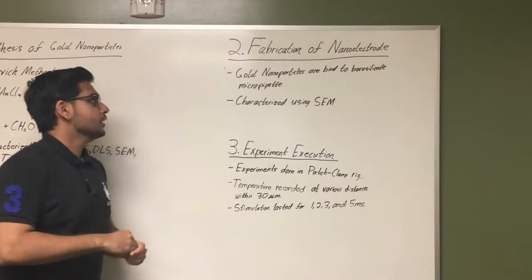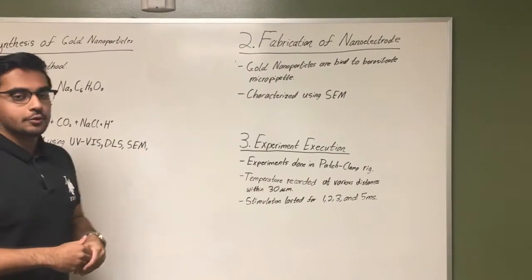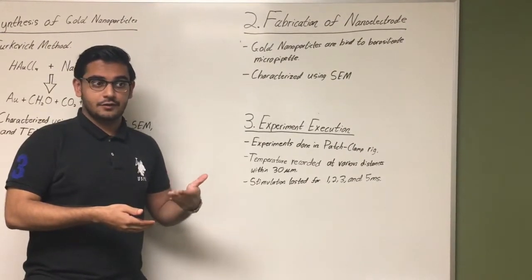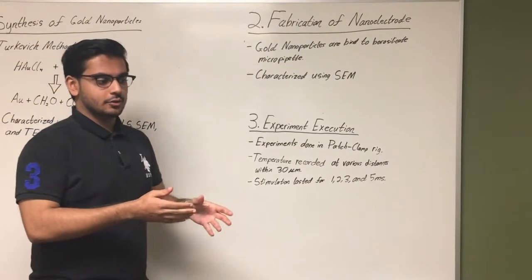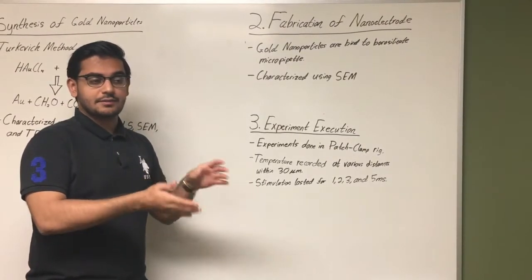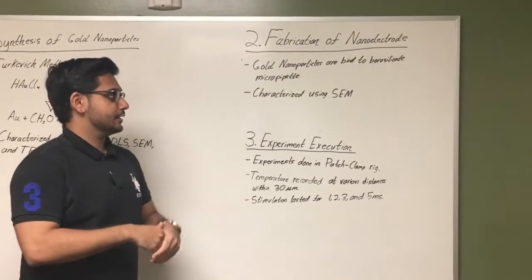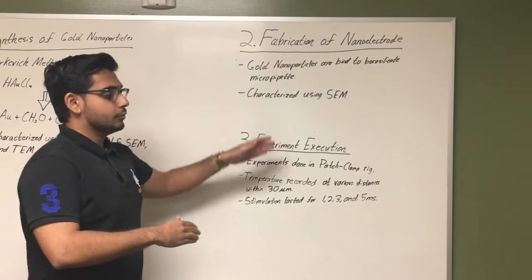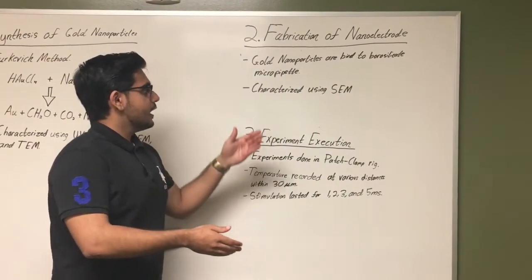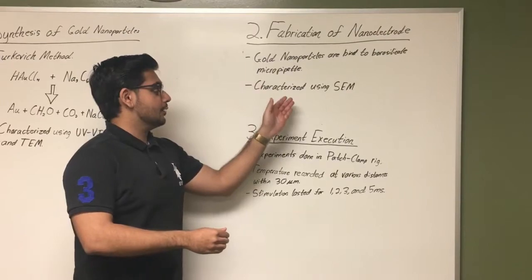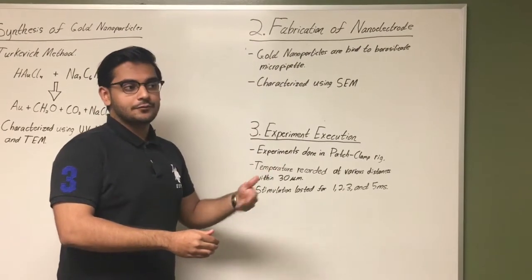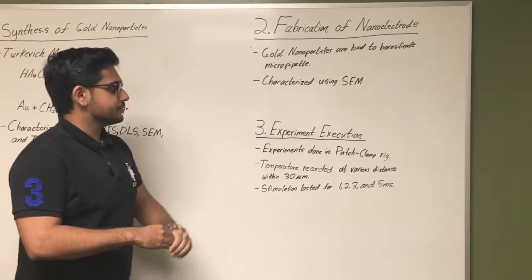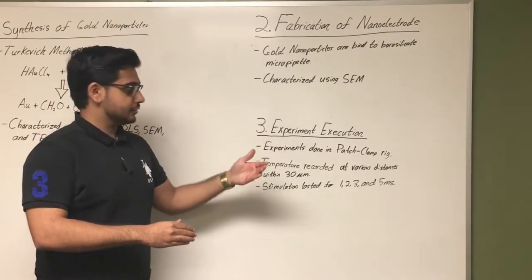The second phase of our project was the fabrication of a nanoelectrode. In order to control the location of our gold nanoparticles within an artificial biological environment that we created, we wanted to be able to control it on a substrate so that it can be controlled with a controller or a micromanipulator. So our gold nanoparticles were bound to a borosilicate micropipette, which was controlled by a micromanipulator, and then we were able to characterize our nanoelectrode using SEM imaging to confirm that our gold nanoparticles are attached to our micropipette.